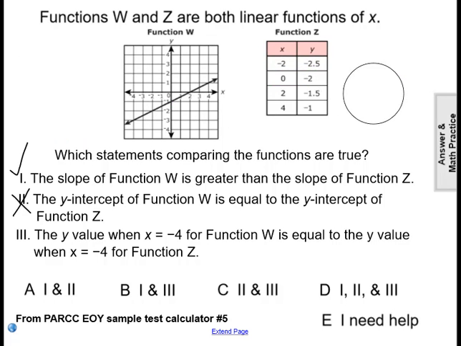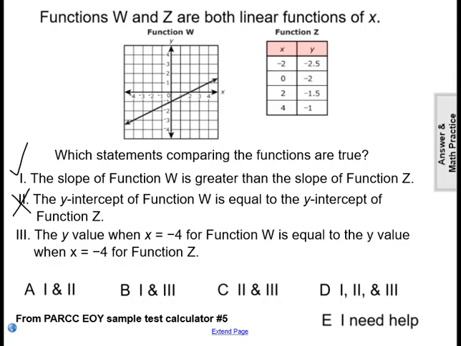Finally, let's look at statement 3. Statement 3 says that the y value when x equals -4 for function w is equal to the y value when x equals -4 for function z. So let's determine what is the y value when x equals -4 for both functions and see if they are equal or not.